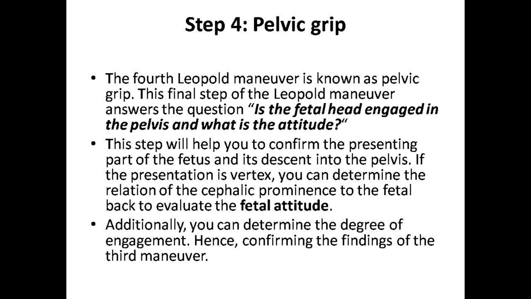Okay, so with the help of this step, you are going to identify the presenting part and whether it has descended into the pelvis or not, in the sense whether engagement has happened or not. Along with that, if engagement has already happened, then you are going to see the relation of the cephalic prominence to the fetal back. That is nothing but you can identify the fetal attitude. Additionally, you can determine the degree of engagement, hence confirming the findings of the third maneuver. As you can see, in the third maneuver also you evaluate the engagement. Here you can evaluate the degree of the engagement, to what extent the fetal part has entered the pelvic inlet.